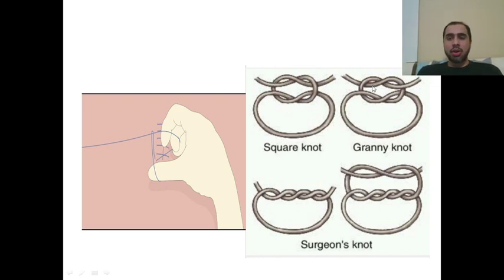A granny knot is one where one is going in, one is out, one is in, one is out. So there is an alternation. If there is an alternation, then it is a granny knot. A granny knot is not an ideal knot.